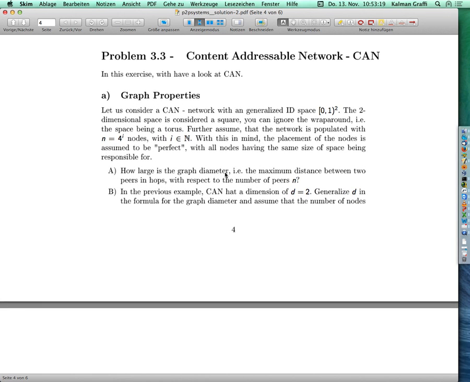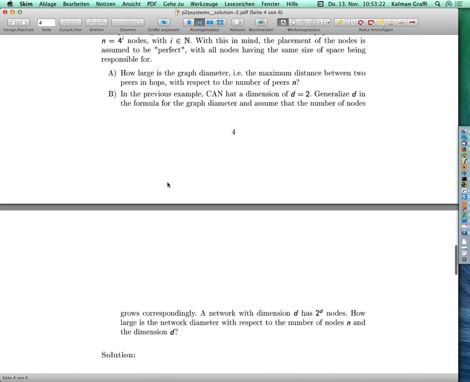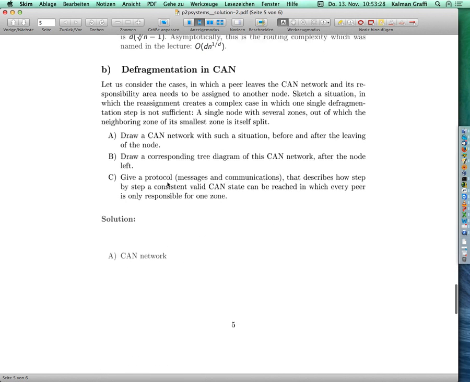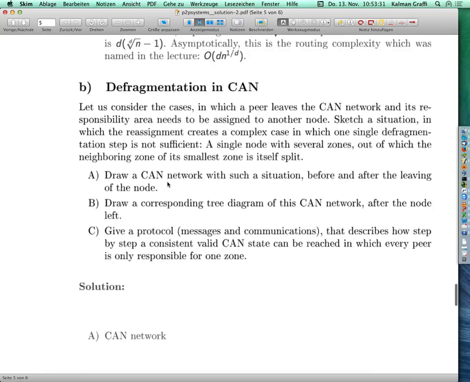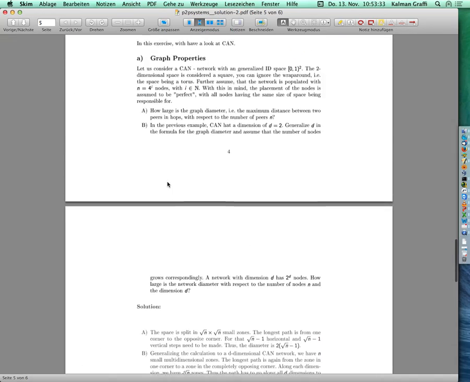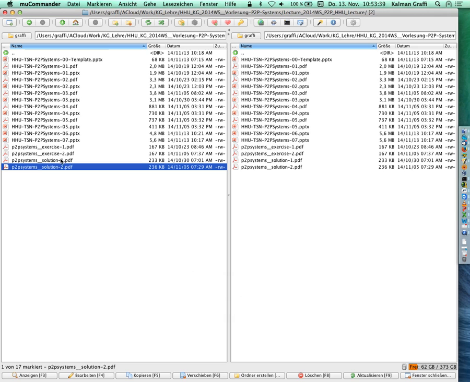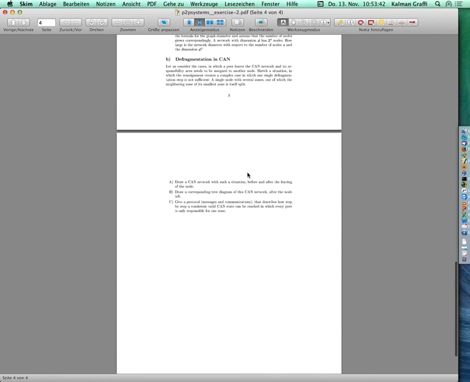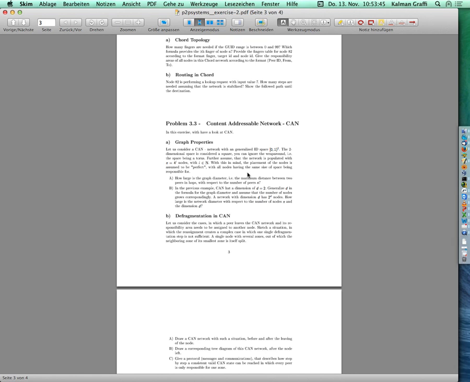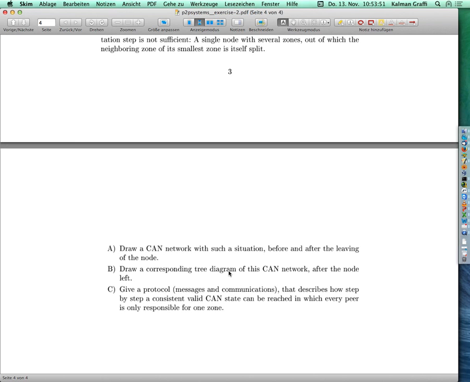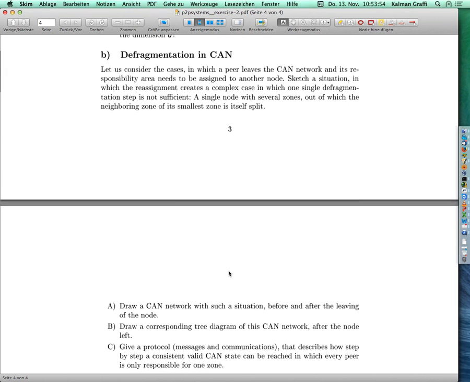So we had this, I think, already a solution exactly. So the first question was with the diameter, but I would like to jump to the defragmentation. So we had a CAN network given. One moment. Yes. This one is the CAN network. I just take this one. Okay, so you had to draw the CAN network with the situation before and after leaving the zone. So where the complex case is and where the simple case is happening.